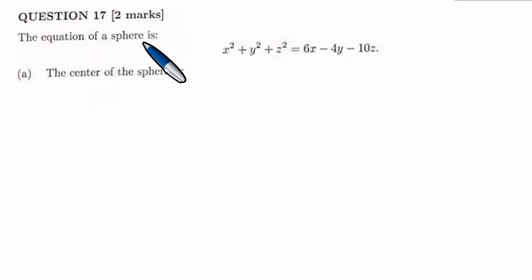Right, the equation of a sphere is x squared plus y squared plus z squared equals 6x minus 4y minus 10z. The center of the sphere is what? 2 minutes. Okay, please let me know when you're done. Please let me know when you're done.